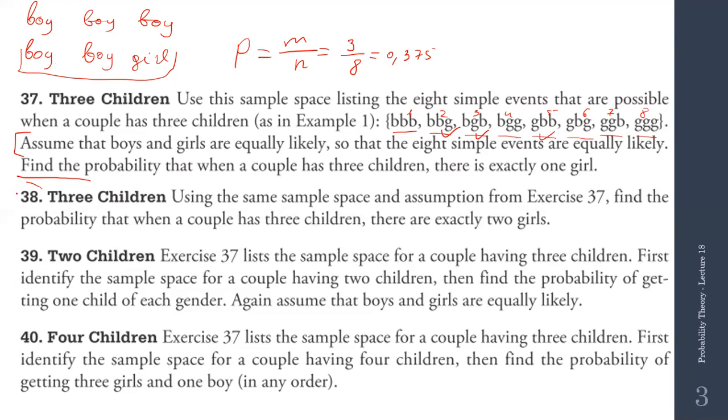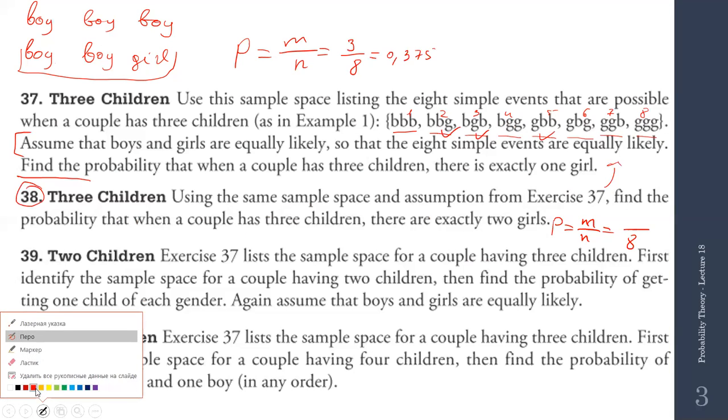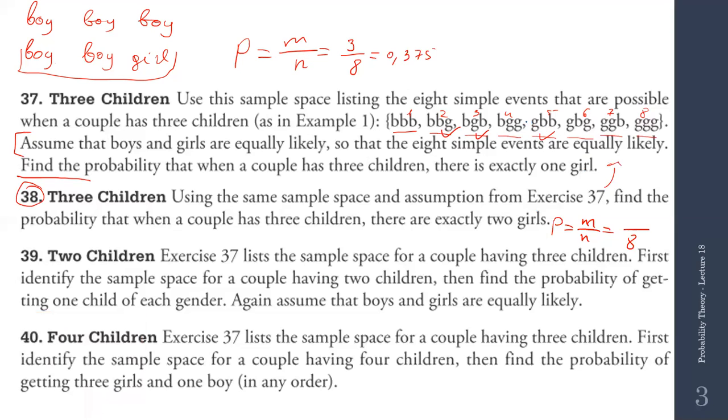The next question, exercise 38, says, using the same sample space and the assumption from exercise 37, so use this one again, find the probability that when a couple has 3 children, there are exactly 2 girls. Again, we need to use probability m over n, where n is 8, and m is the cases with 2 girls. Let me change the color of my pen to blue. Here we have 2 girls, here we have 2 girls, and here we have 2 girls. So it's also 3 over 8, which is 0.375.